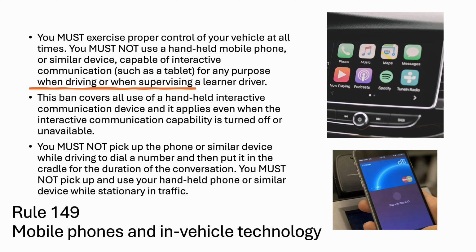Mobile phones and in-vehicle technology. Rule 149. You must exercise proper control of your vehicle at all times. You must not use a handheld mobile phone or similar device capable of interactive communication, such as a tablet, for any purpose when driving or when supervising a learner driver. This ban covers all use of a handheld interactive communication device, and it applies even when the interactive communication capability is turned off or unavailable.